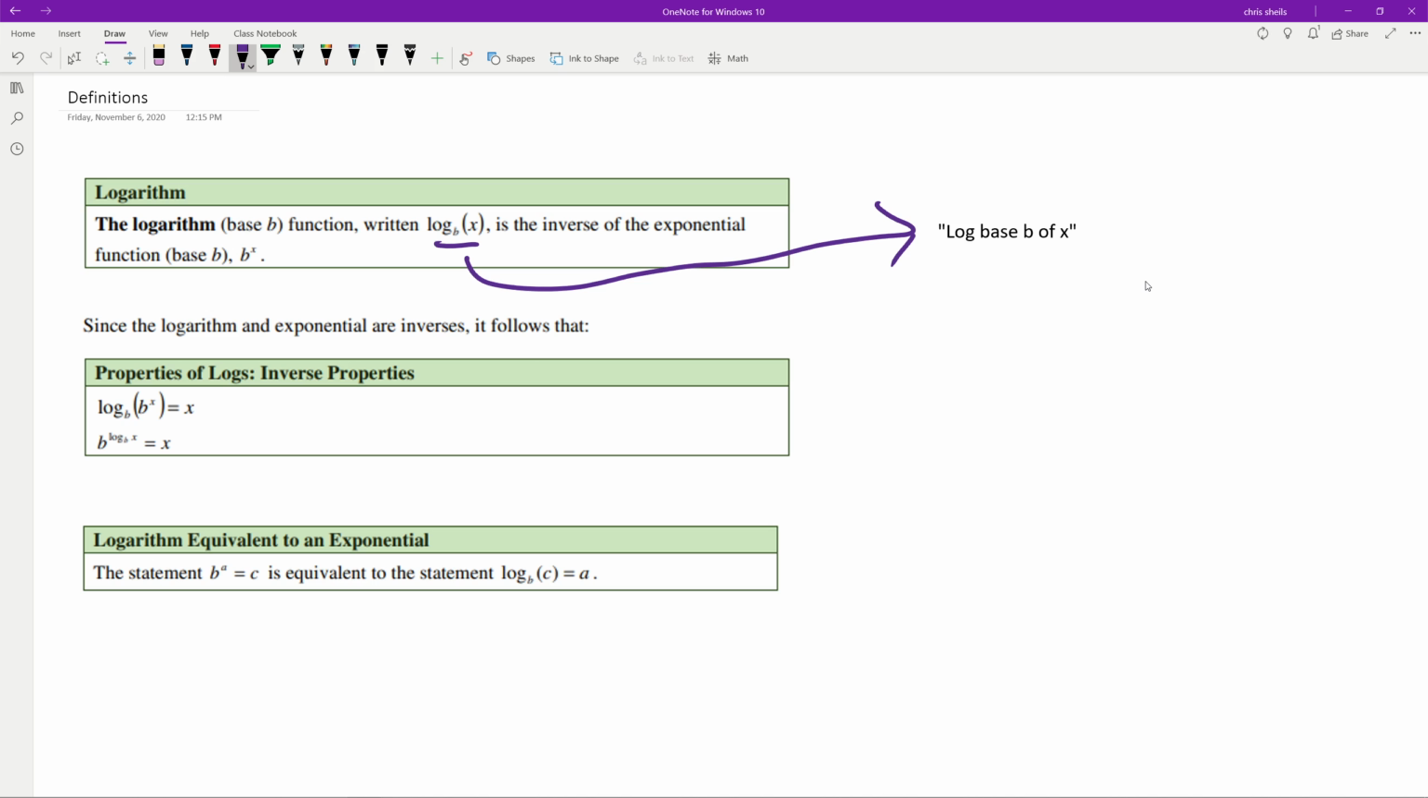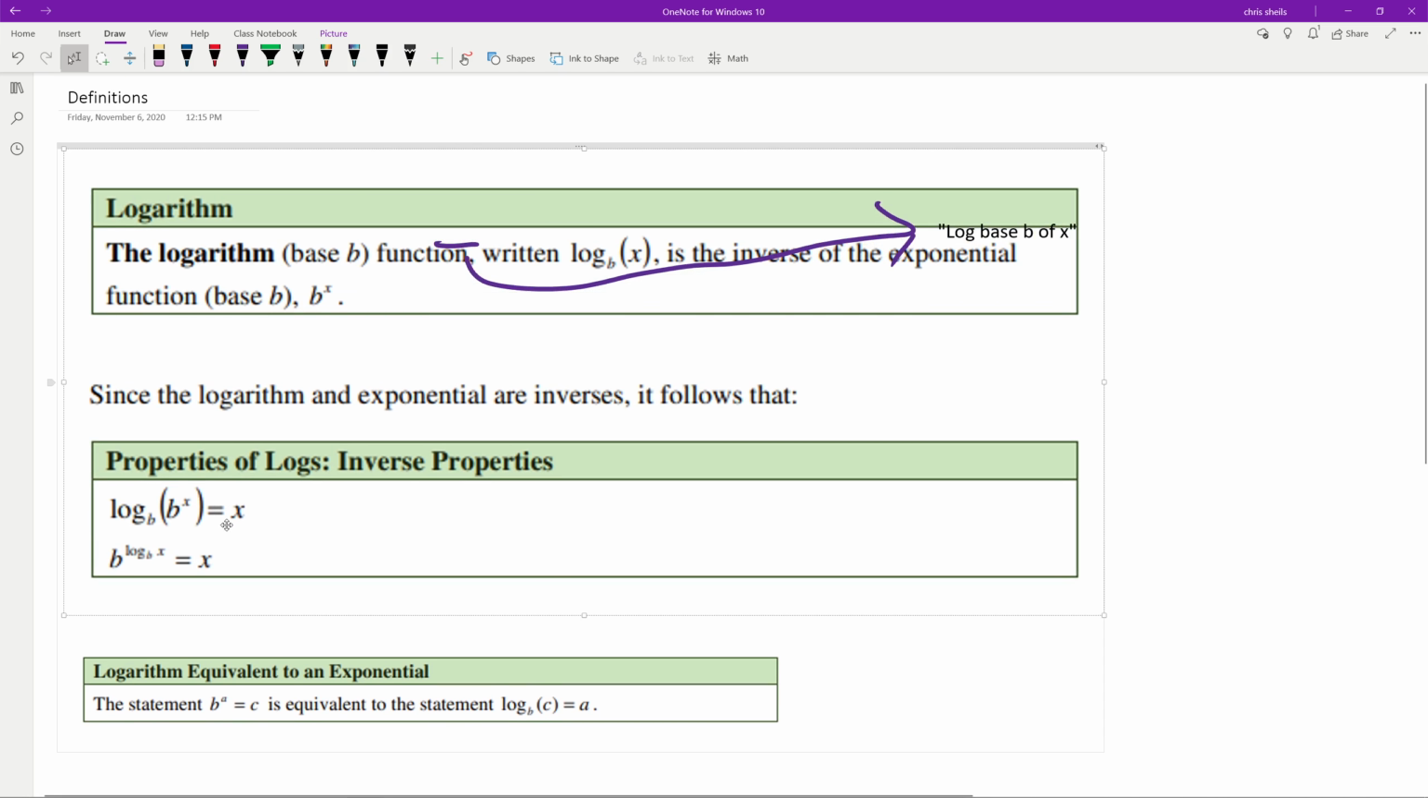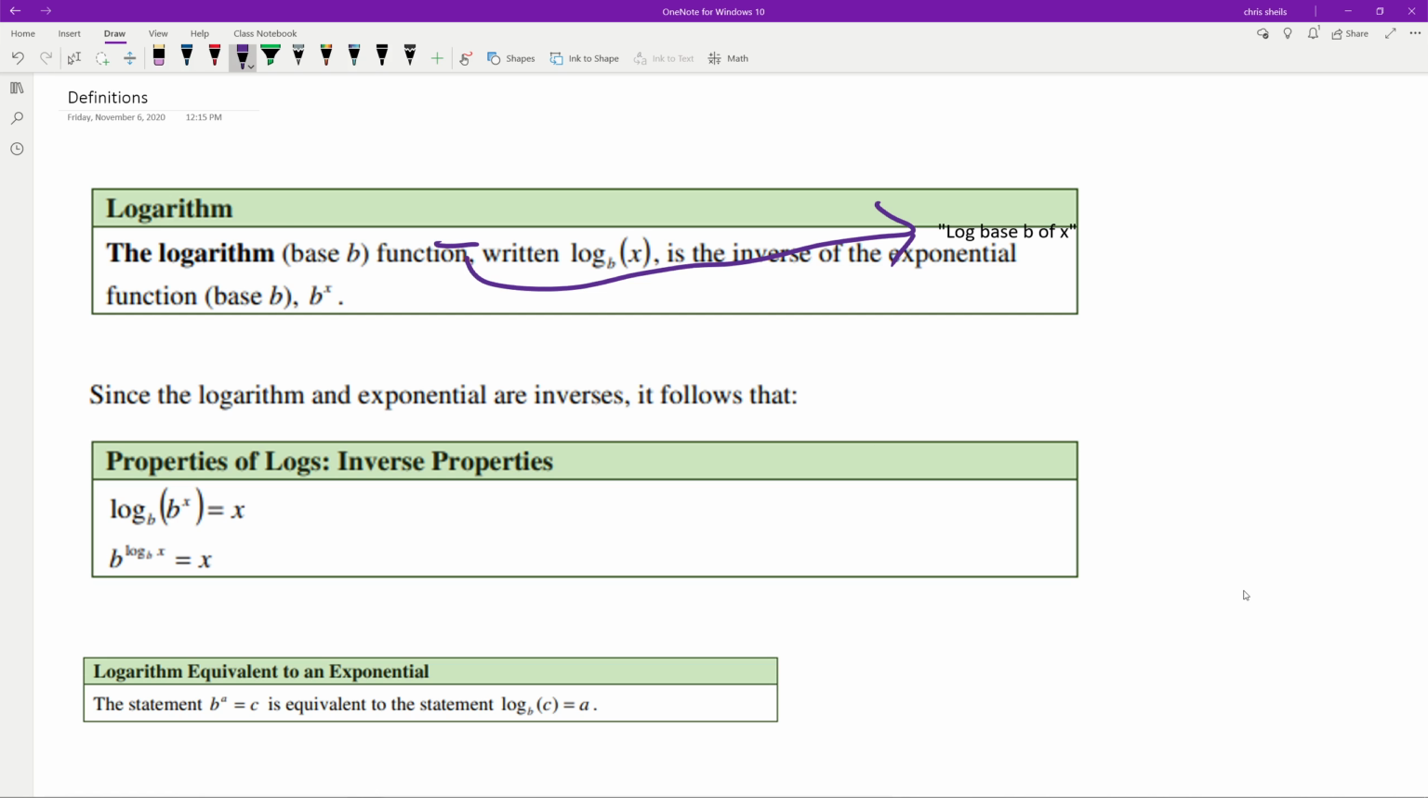Because the logarithm and exponential are inverses, it follows that log base b of b to the x, notice how my logarithmic base and my exponential base match there, is equal to x. Those things undo each other. Similarly, b to the power of log base b of x is also equal to x.